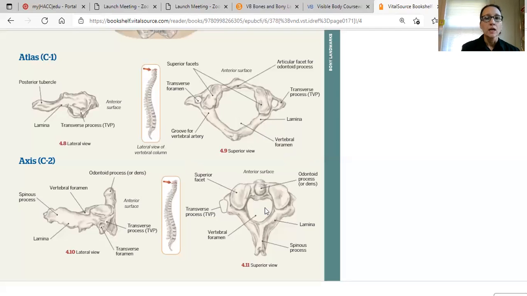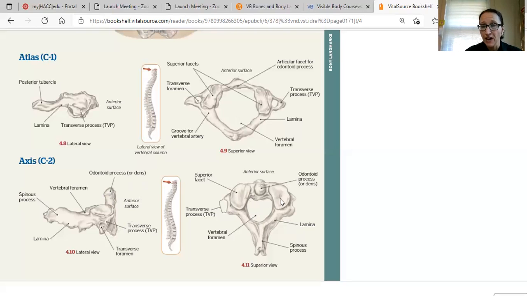Okay, now the axis, or C2, is again totally different than any other vertebrae because of this little thing right here. This is called the odontoid process, and odontoid means little tooth. It's also called the dens, so you could refer to it as the odontoid process or the dens, both are correct. C2 also has the vertebral foramen, of course, that all the vertebrae do.